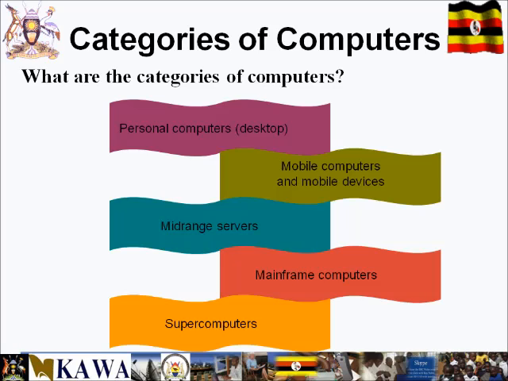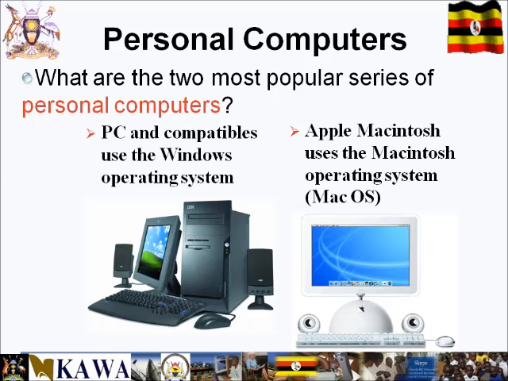Here we come to the big one now. We're looking at categories of computers. So what are the categories of computers? I'm sure wherever you go, you see and you meet different types of computers. Let's look at the major ones. We have what's called personal computers, PC, and they have two types. We may have laptops, and we also have desktops. So we have mobile computers also, and mobile devices. So the mobile computers and mobile devices, you know all those ones. We have also what we call mid-range servers, then mainframe computers, and lastly supercomputers.